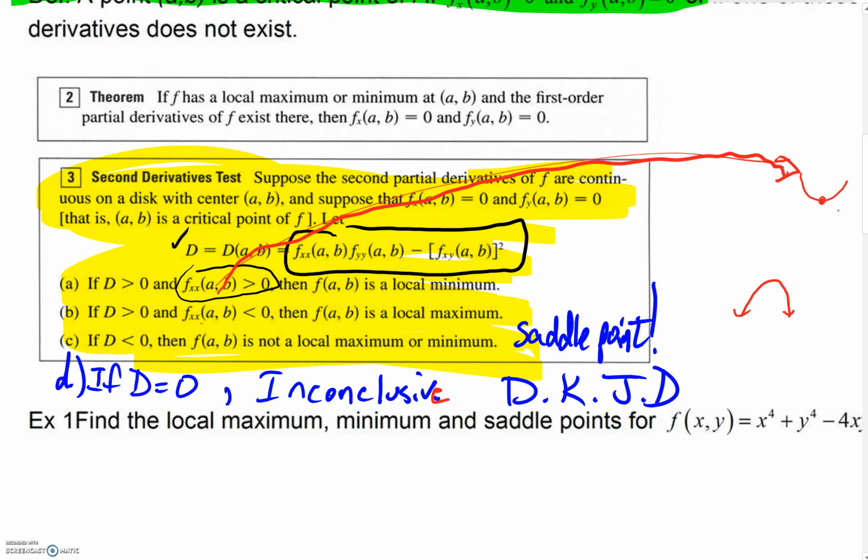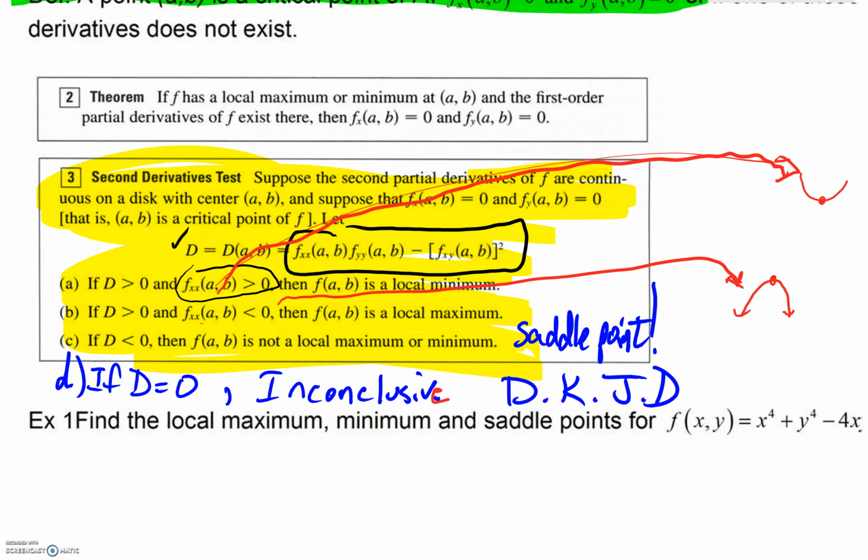Likewise, if this D, if you want to call it a discriminant, you may, is greater than 0 and your second derivative is negative, well, you might remember we were thinking of that as concave down, like a frown in single variable calc. Well, if that were the case, such a point would yield a maximum. That would be a local maximum.